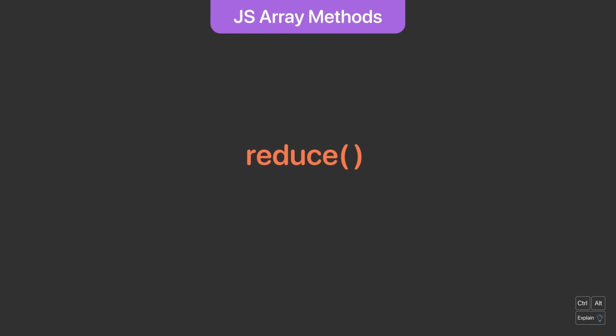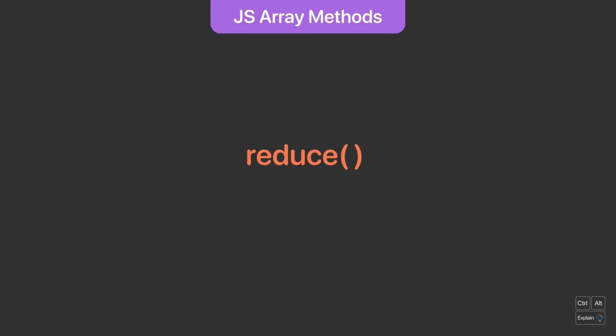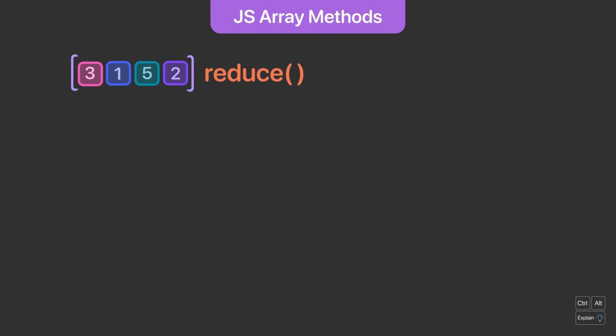The reduce method is often considered the most powerful array method in JavaScript. Reduce takes an array and continuously combines its items until only one final value remains. Let's look at how this works. Reduce requires 2 main arguments. First, a callback function, often called the reducer, and second, an initial value. The initial value is where the accumulation starts, and it defines the type of the final result, whether that's a number, an object, or a new array.